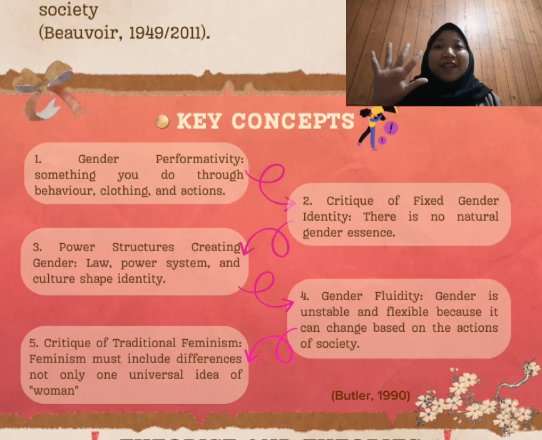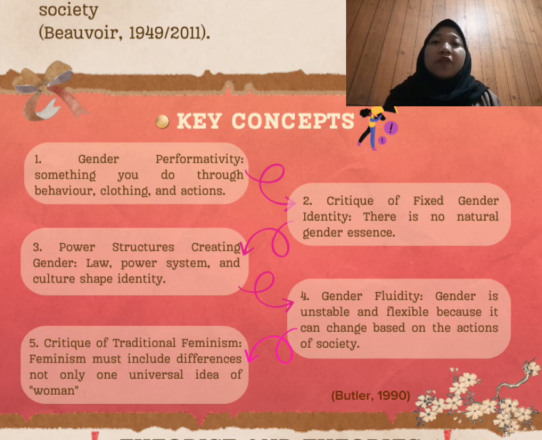There are five key concepts in feminism and gender approach. The first one is gender performativity. Gender is not something you are, it is something you do repeatedly through behavior, language, clothing, and action. For example, you wear pink clothes. That doesn't mean you are a woman. What you wear, how you speak and act doesn't reflect gender.